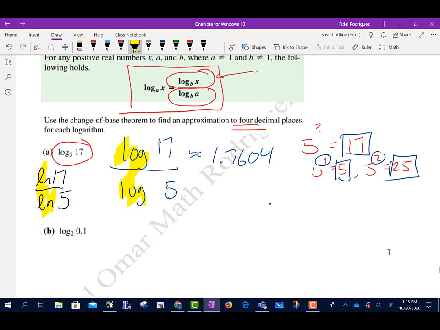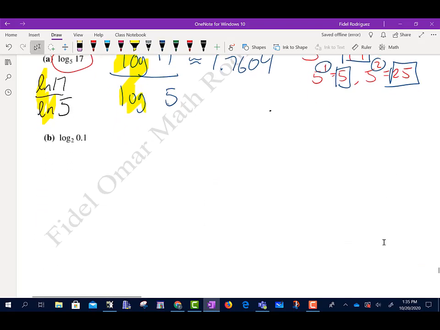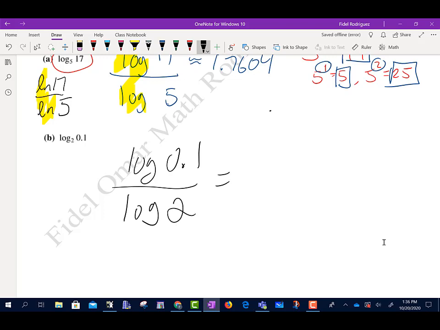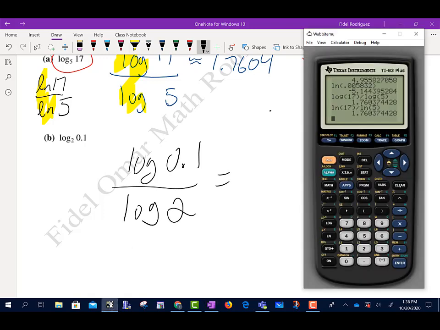So let's do the same thing here for this next problem, okay? I'm just going to go log, okay? So the log of 0.1 divided by the log of 2. So let me clear this out. Let's hit the log of 0.1 divided by the log of 2.